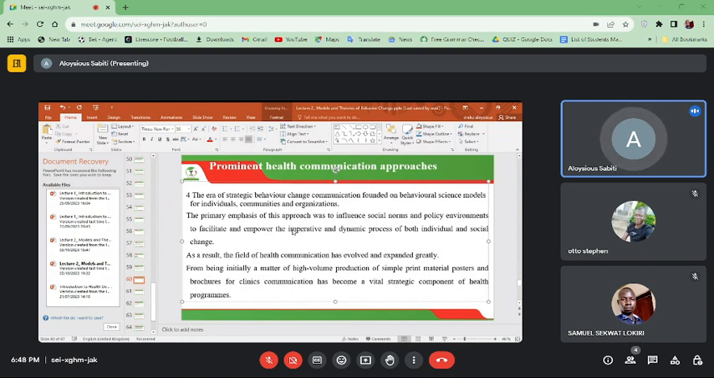So as a result, the field of health communication has evolved and expanded greatly. So, from being initially a matter of high volume production of simple print material posters, where they only used to print, initially in health communication, they virtually just needed to print a few material facility component of health programs.